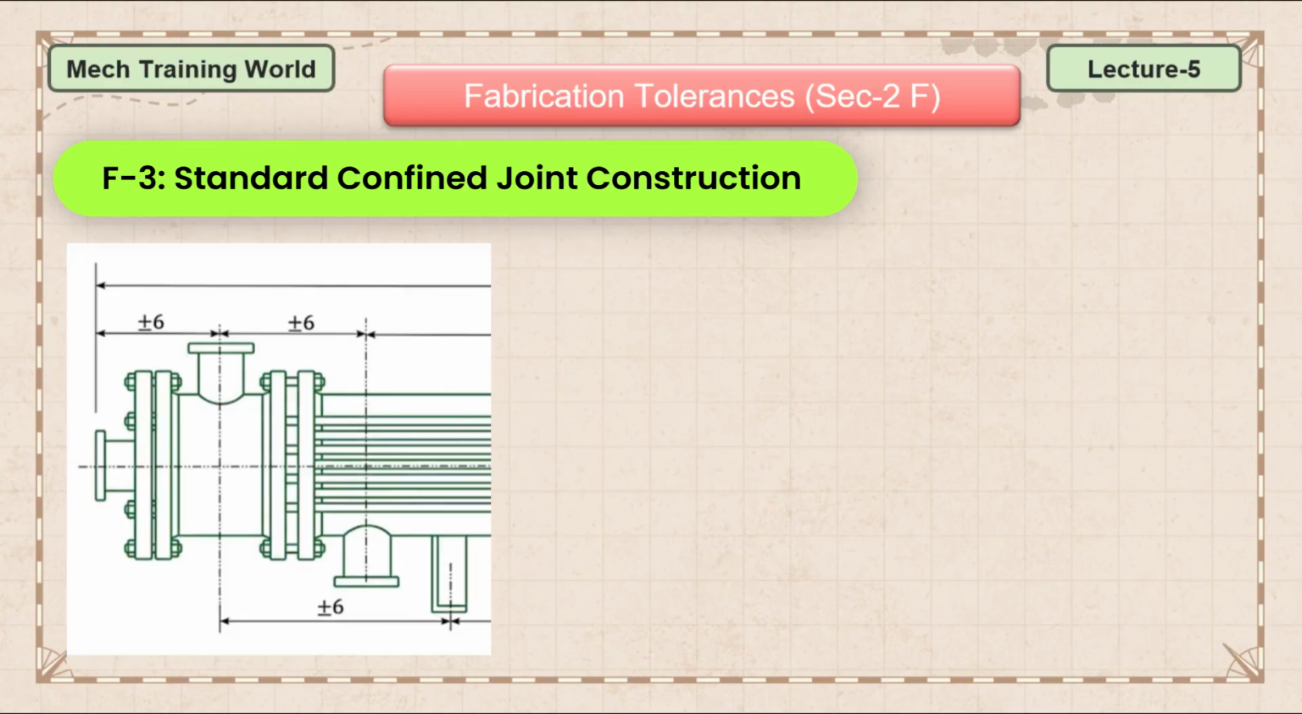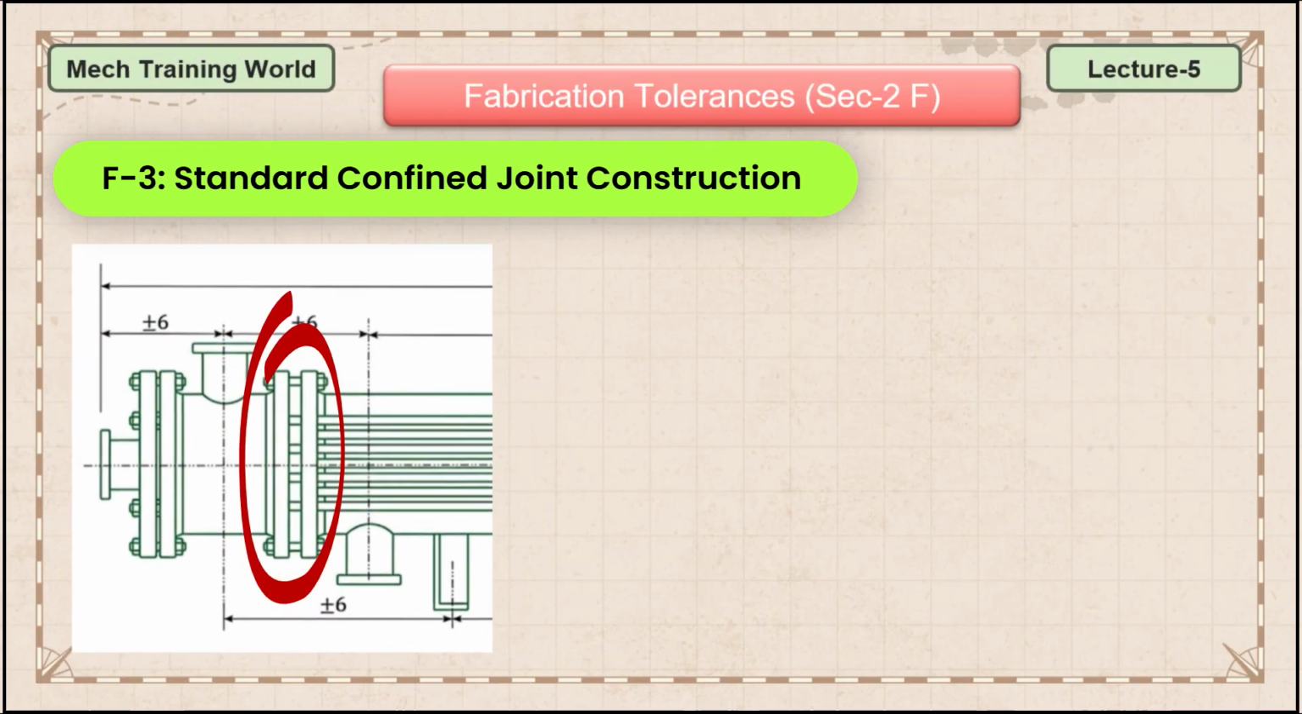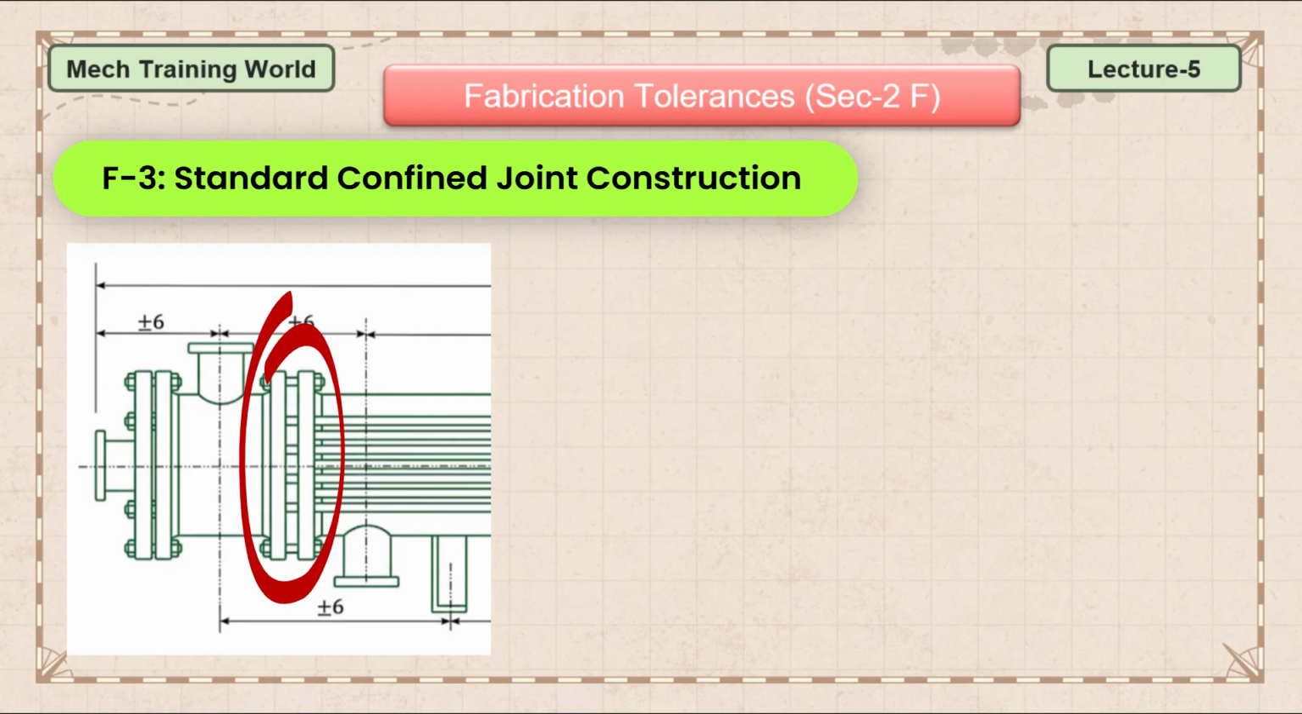So let's see the standard confined joint construction. This is the front-end construction of the heat exchanger. Here, the tube side and shell side are connected together through flanges, tube sheet, and gasket. These components work together to form a leak-tight pressure joint.